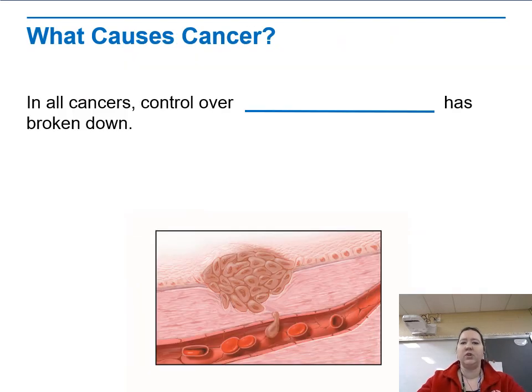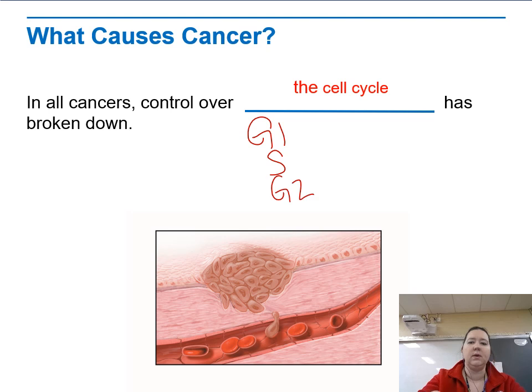So in all cancers, control over what has broken down? The cell cycle. That G1, S, G2, M, all that's the cell cycle. That control has plummeted. Something's wrong with that control. And this is what makes cancer so difficult to deal with, because that control is already in place. It's normal. So when that control has gone awry, it's trying to figure out how to recontrol that control, I guess you could say.